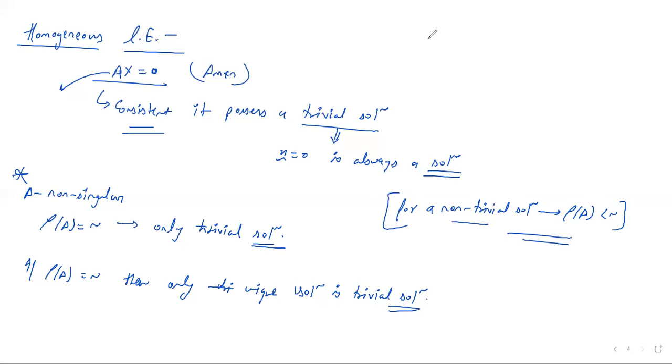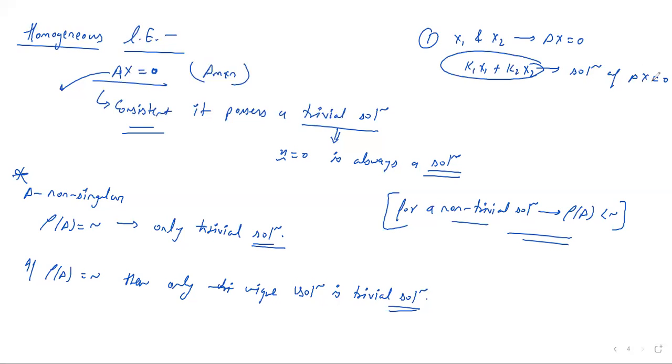Now there is a note here: if we have x1 and x2, which are two solutions of this Ax equals 0, then the corresponding linear combination of these solutions, that is k1 x1 plus k2 x2, is also a solution of Ax equals 0.